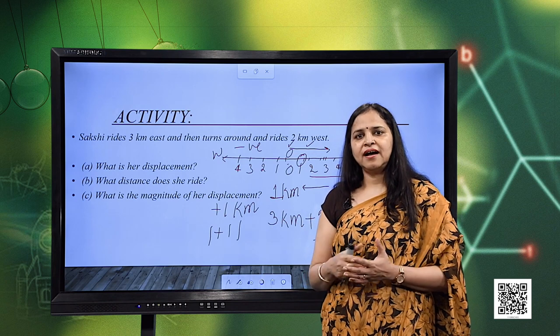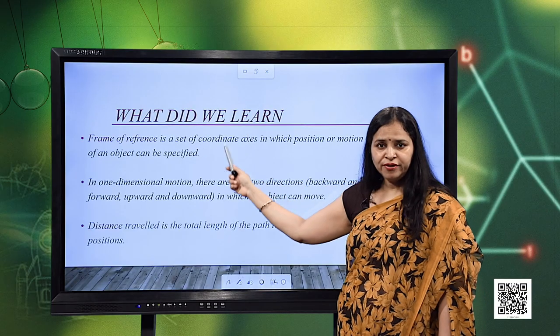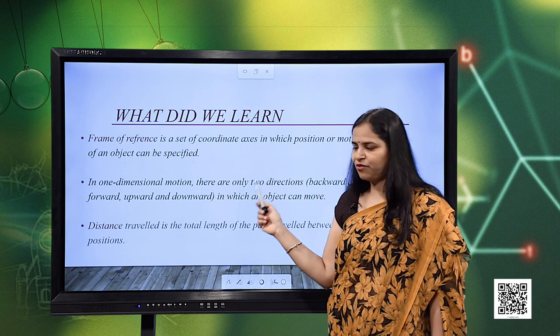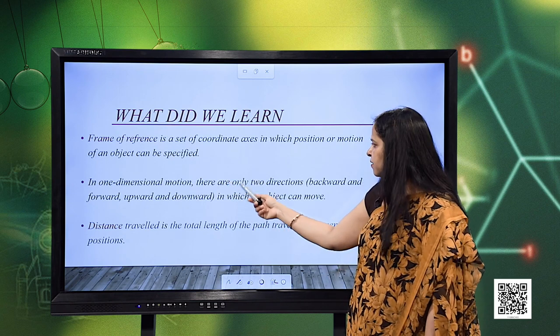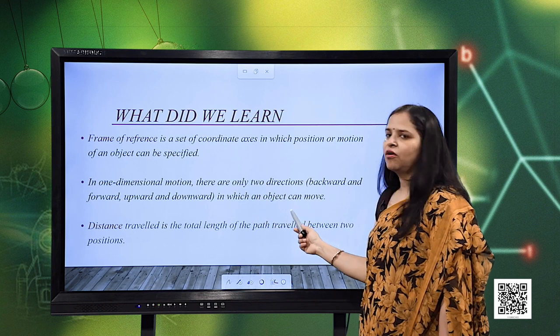Now let's again recall what we have studied. Kinematics is defined as the study of motion without considering its causes. Next, we studied that if the size of an object is very small compared to its distance traveled, then it can be treated as a point object. The third point is, motion and rest are relative terms. Next, the frame of reference is a set of coordinate axes in which the position or motion of an object can be specified. The next point which we studied is, in one dimensional motion, or motion in a straight line, there are only two directions, backward and forward or upward and downward, in which an object can move.